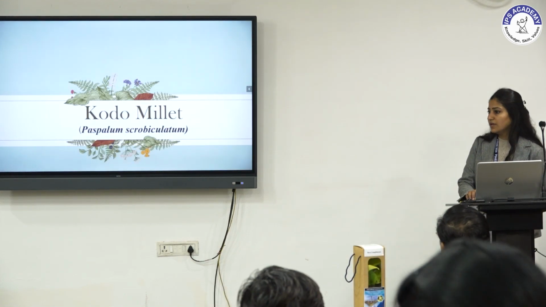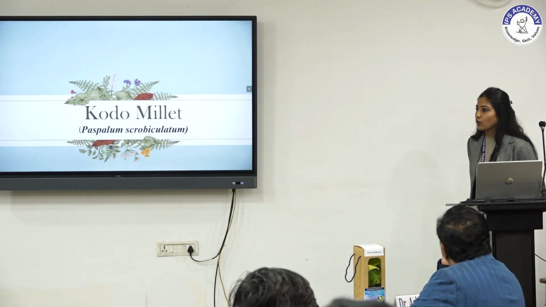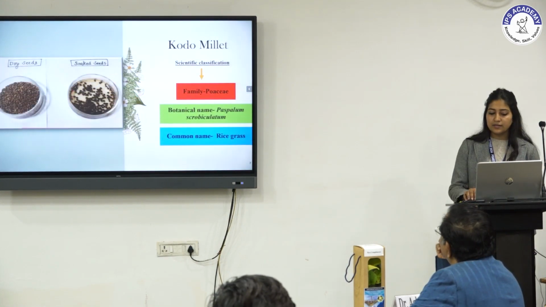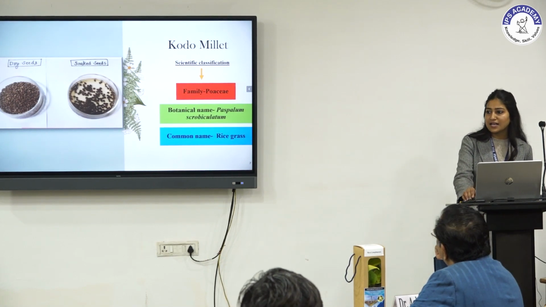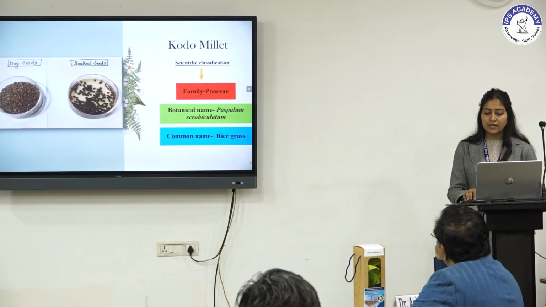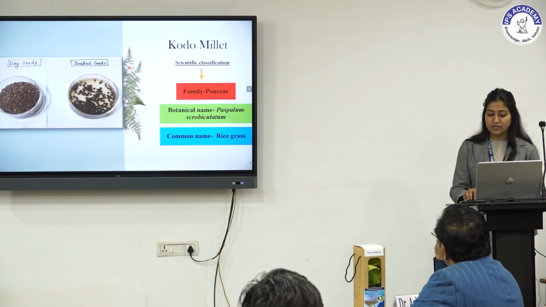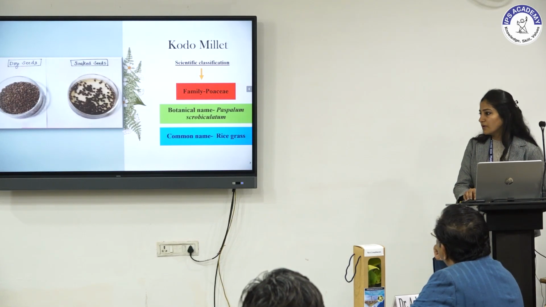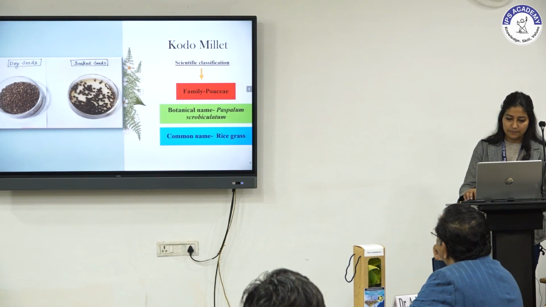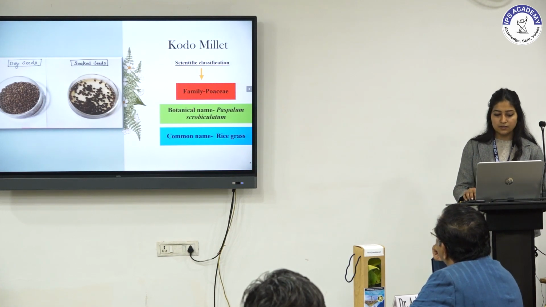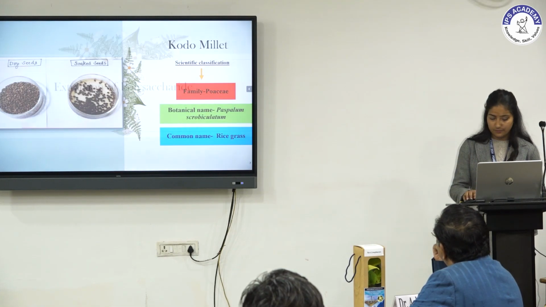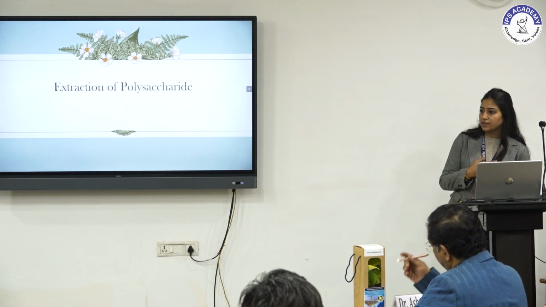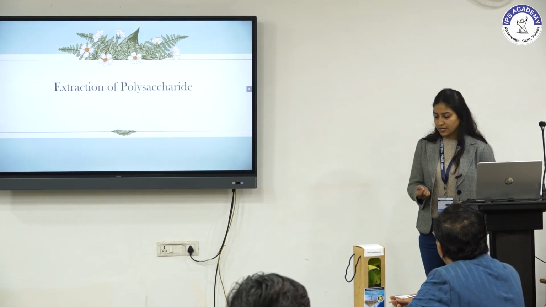Now, the millet which I am working on is kodo millet. Kodo millet belongs to the family Poaceae, which is a grass family. Its botanical name is Paspalum scrobiculatum, and it is commonly known as rice grass. This is a picture of that kodo millet, and the second picture is when I soaked that millet in water. Now, how did I extract the natural polysaccharide?